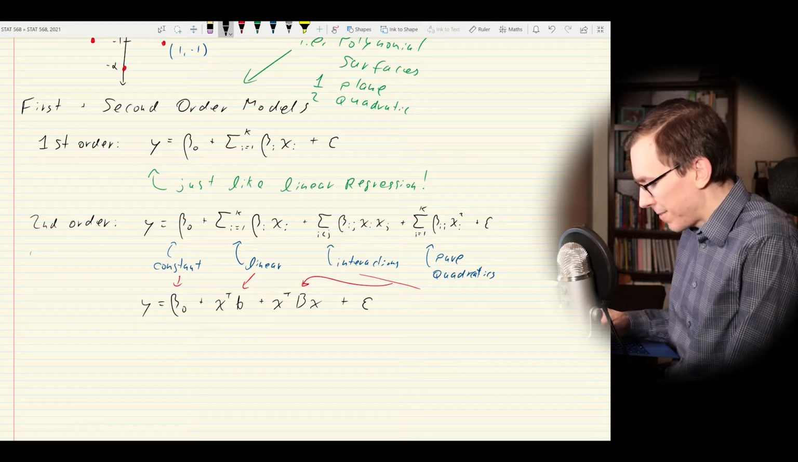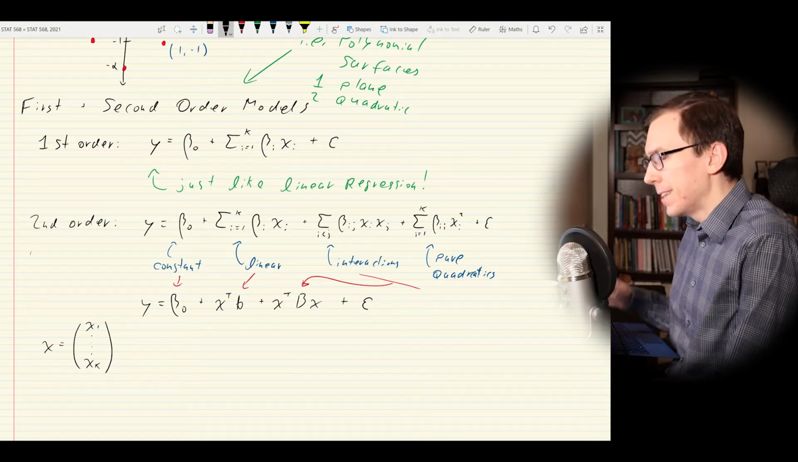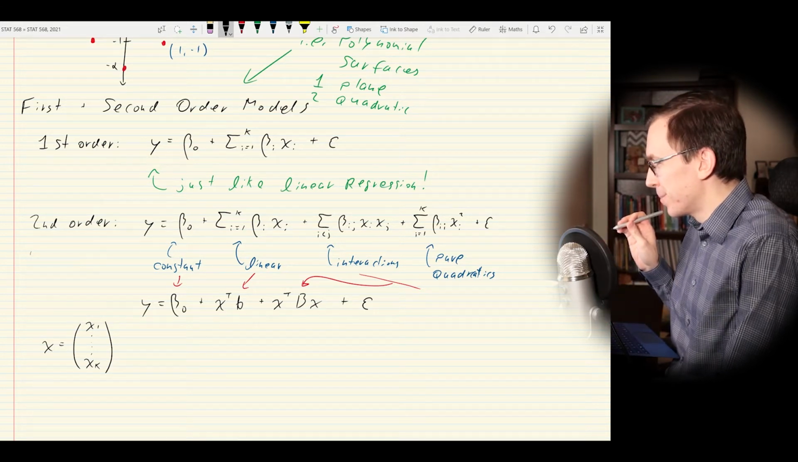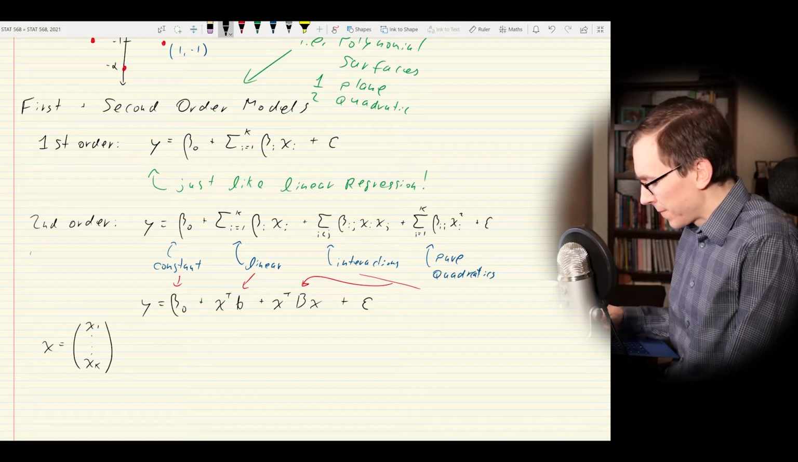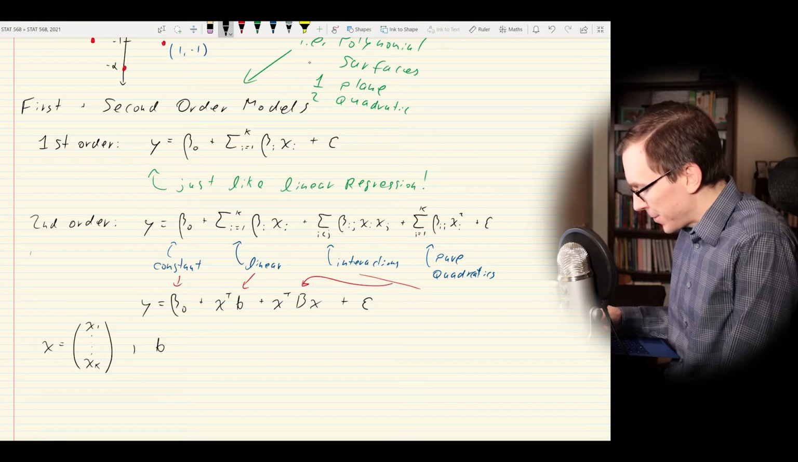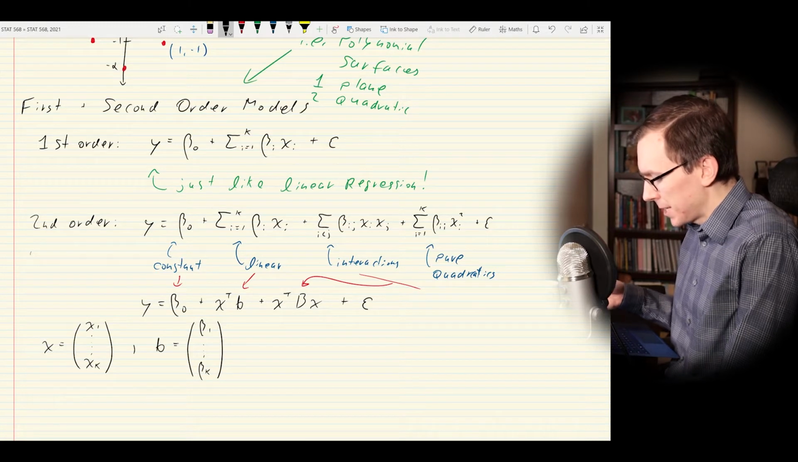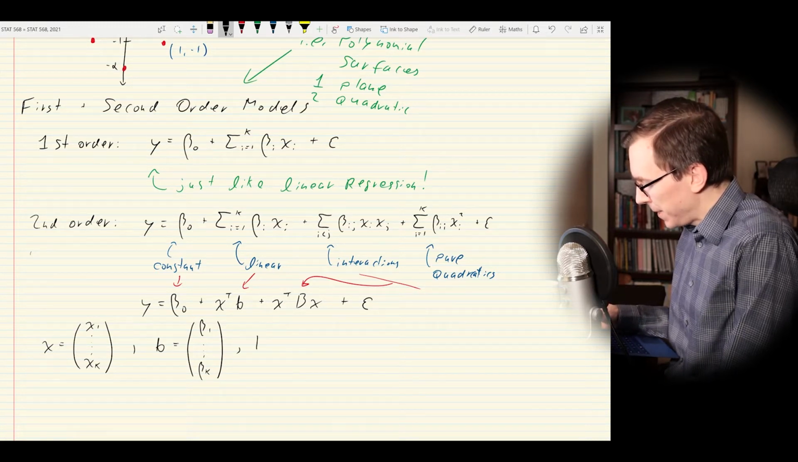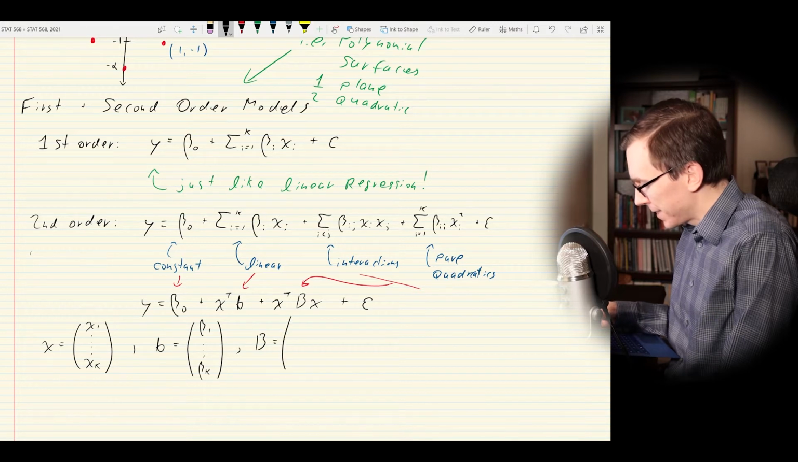So what we have is that x is just a vector of x1 through xk. These are our input points. These are our predictor variables. The actual settings of them will be our input points. The vector b is just going to be a vector of betas, beta 1 through beta k, how the response behaves linearly in the x's. And then big B is going to be a matrix of betas.